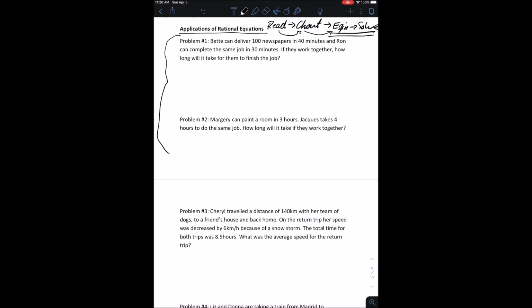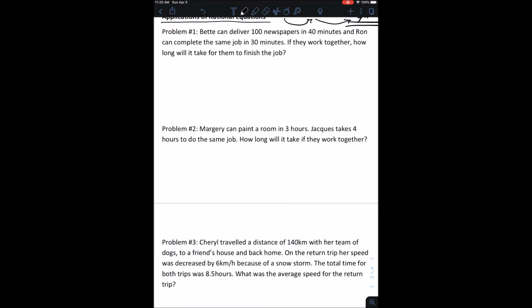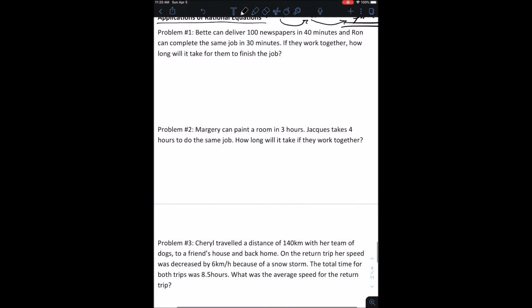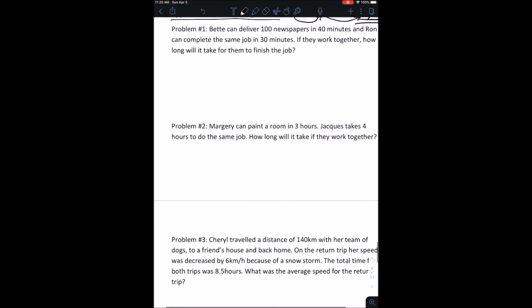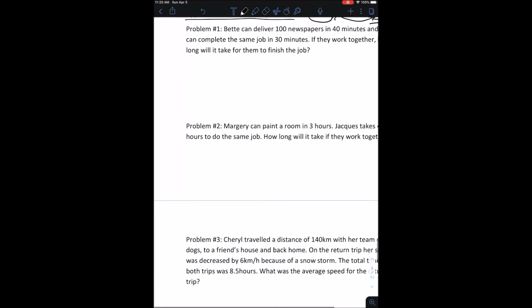So the first two are here, where I have a problem that is about people working together. So this says, Betty can deliver 100 newspapers in 40 minutes, and Ron can complete the same job in 30 minutes. If they work together, how long will it take them to finish the job? So what I'm going to do is put this information into a chart. So I have Ron, and I have Betty, and I have together.